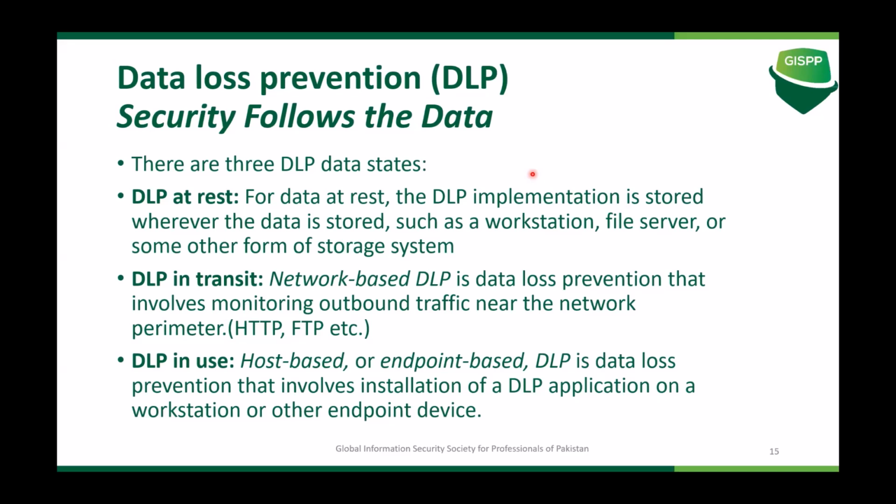The second one is DLP in transit, if somebody is trying to copy data over the network. This is data loss prevention that involves monitoring outbound traffic near the network perimeter. That is where you put DLP at the network level, which is called DLP in transit. And the last one is DLP in use, which is host-based or endpoint-based DLP, loss prevention that involves installation of a DLP application on workstations or other endpoint devices. So these are the different states of DLP, the way you implement it.